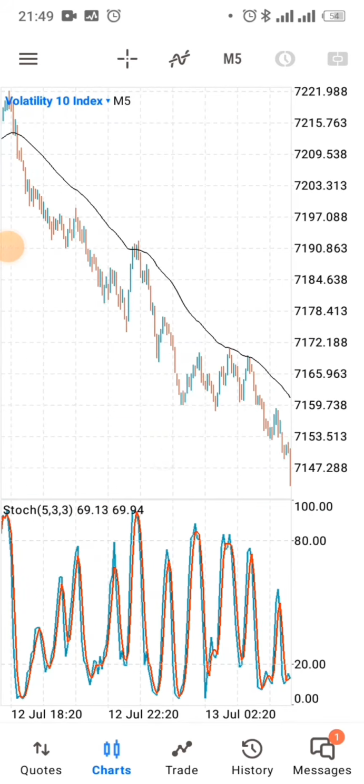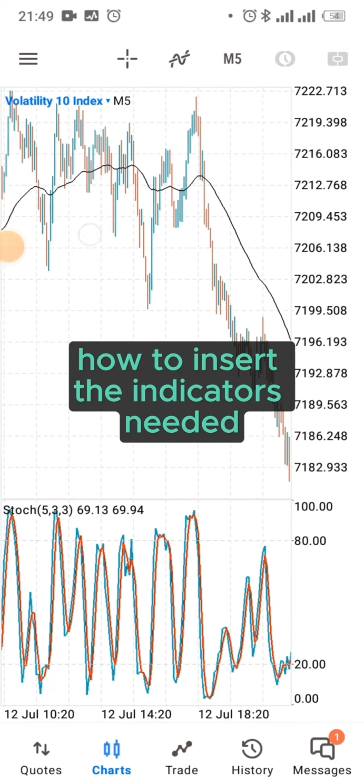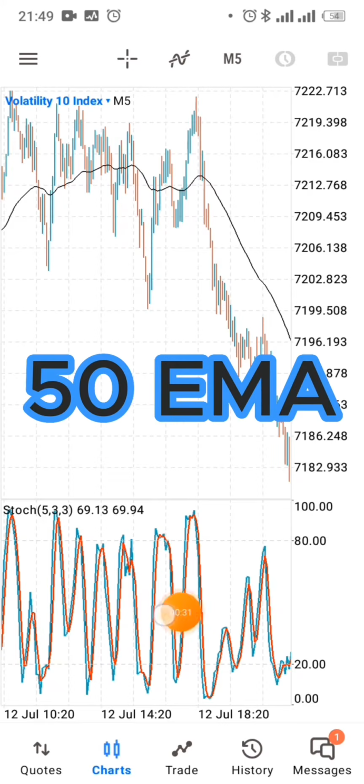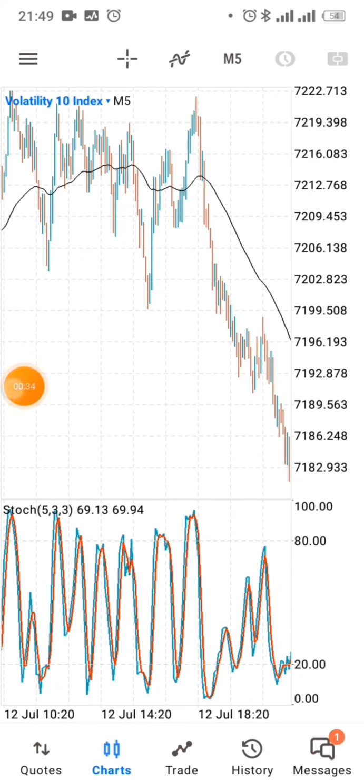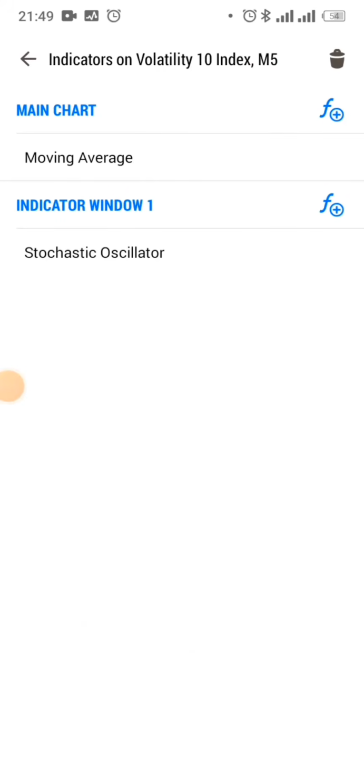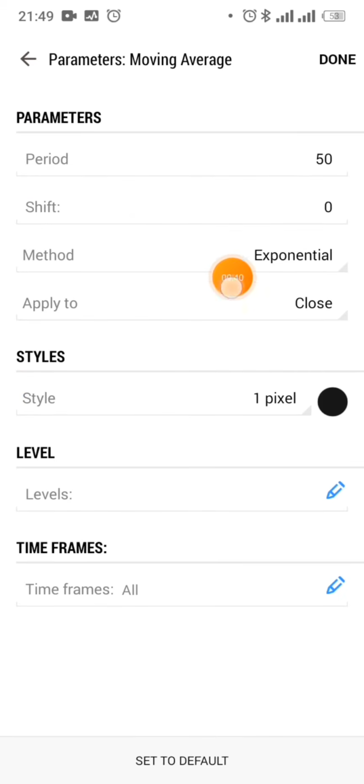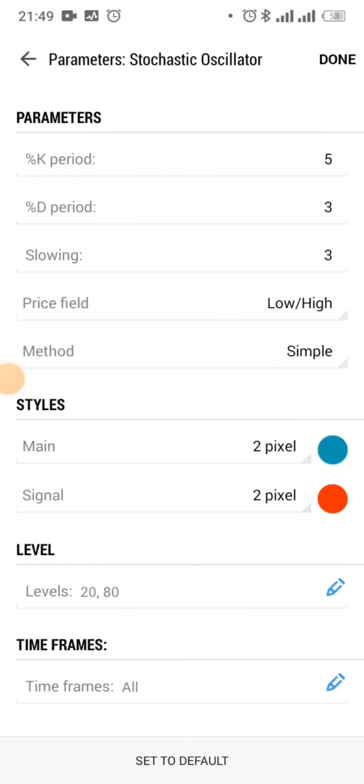So what do you have to do right here? Firstly, we're going to install these two indicators. On the main chart, I've got the 50 moving average, and below I've got the stochastic. How do you set up? You just press your indicators. The moving average you set to what? Period is 50, exponential, close. It's the black. I'm using black, you can choose any color of your choice. Then click done. And after that, you'll be setting your stochastic oscillator.